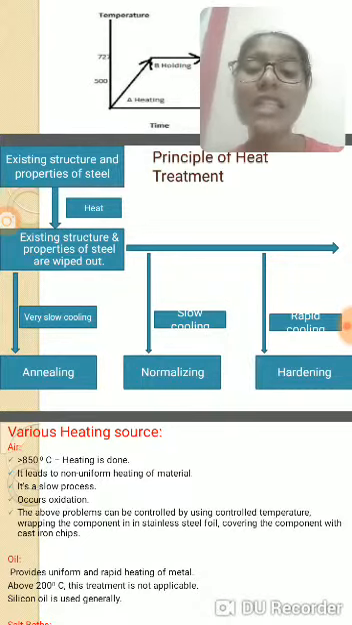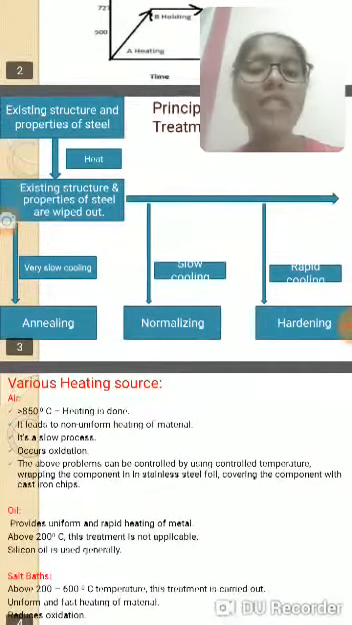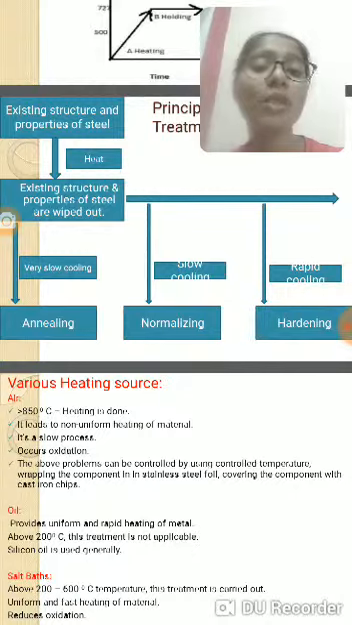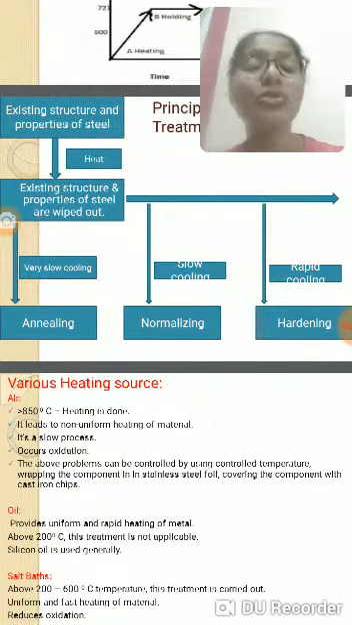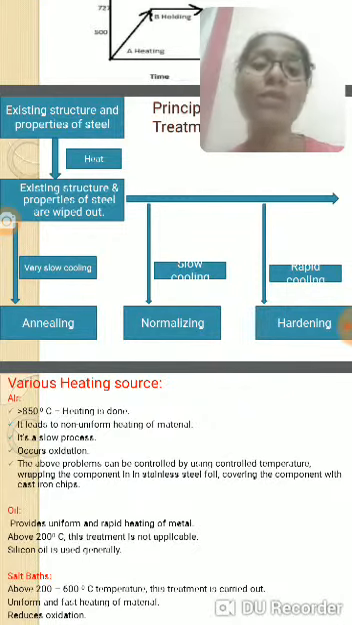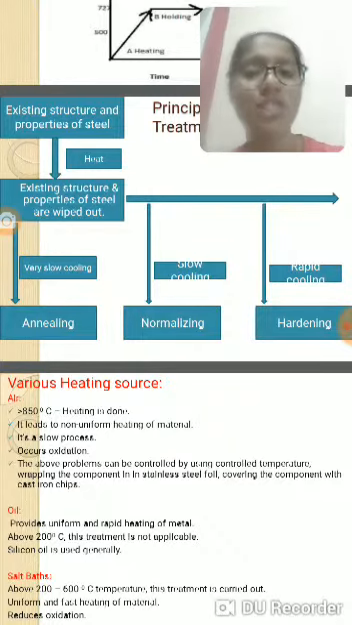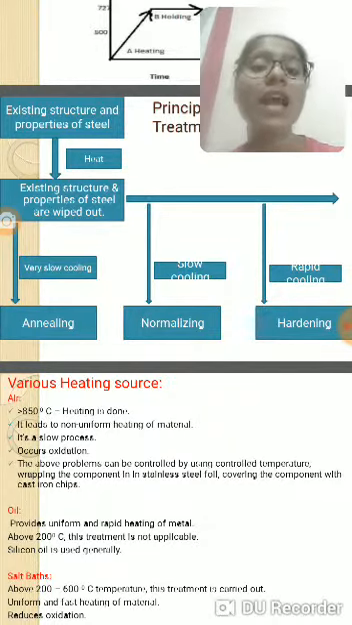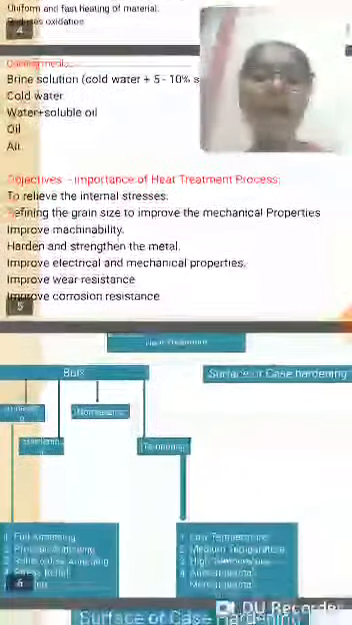This cooling operation is done in three different ways. That is, it can be slow cooling, very slow cooling, and rapid cooling. If it is a very slow cooling process, then annealing comes into the picture. If it is slow cooling, then normalizing comes into the picture. And if it is rapid cooling, then hardening is the process which comes into the picture. This was about the principles of heat treatment. That is, there are three principles: annealing, normalizing, and hardening.